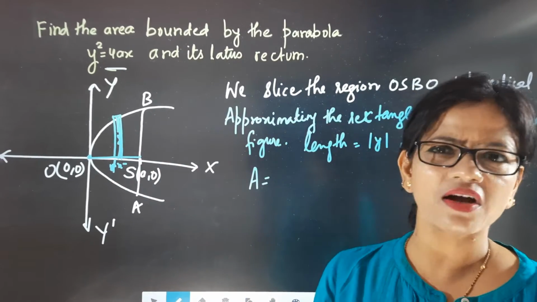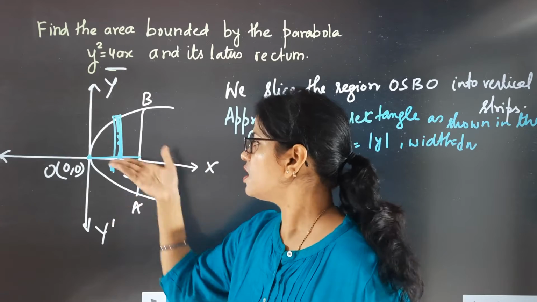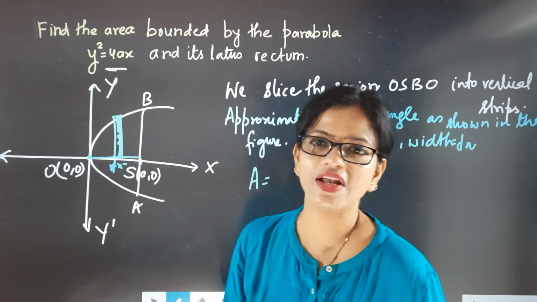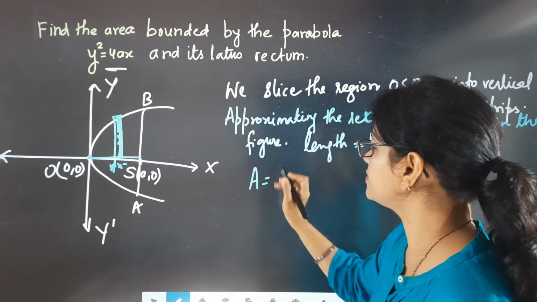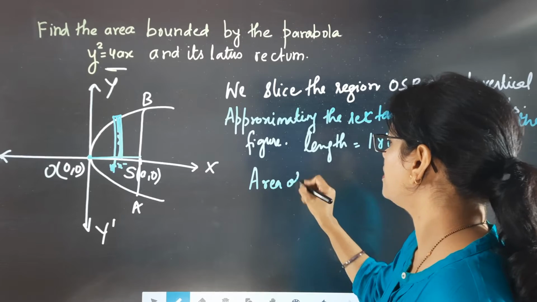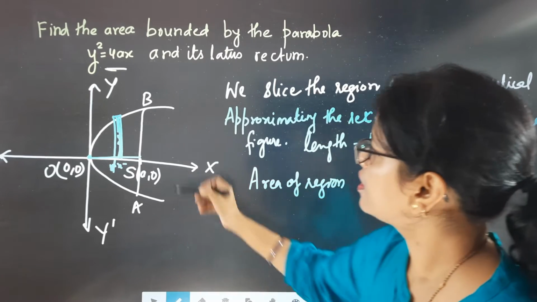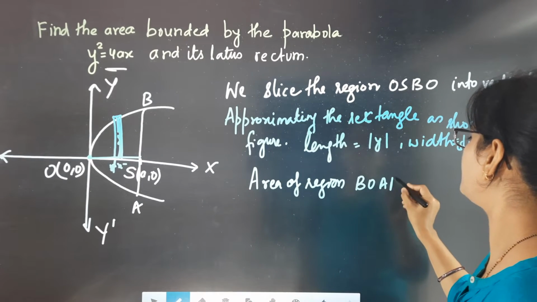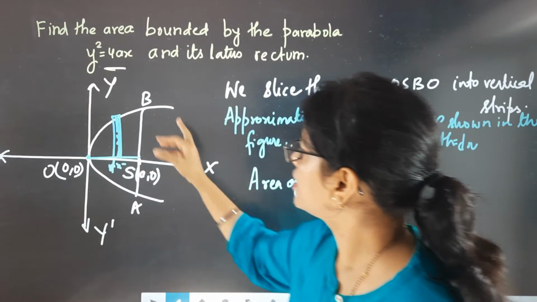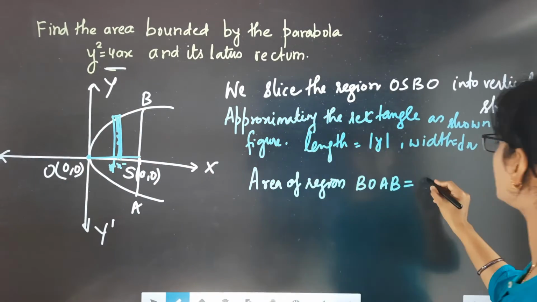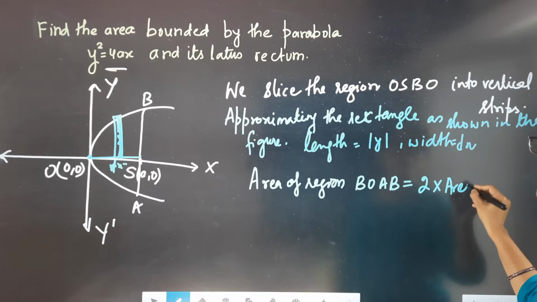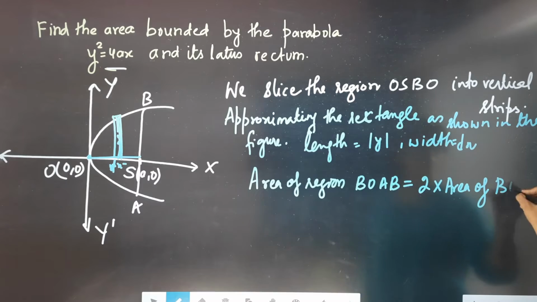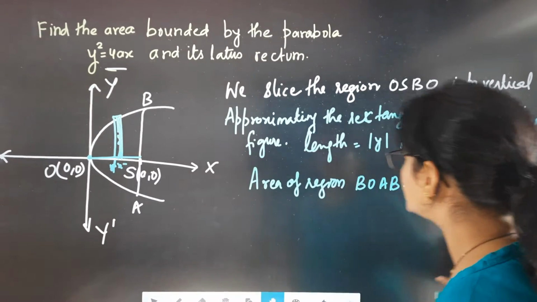So one time itself, why can't we do that? Since the parabola is symmetric about the x-axis, this half will be equal to this half, so they both are equal. So one time, why can't we write that area of the region BOAB will be equal to twice the area of BOSB. Okay, so one time this work will become over.